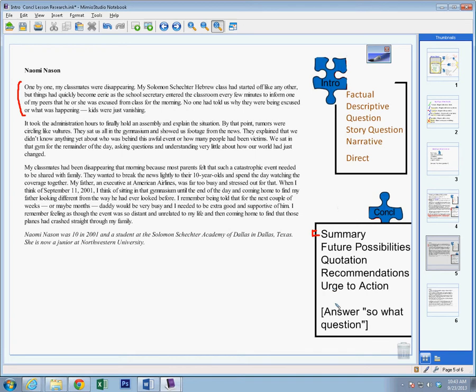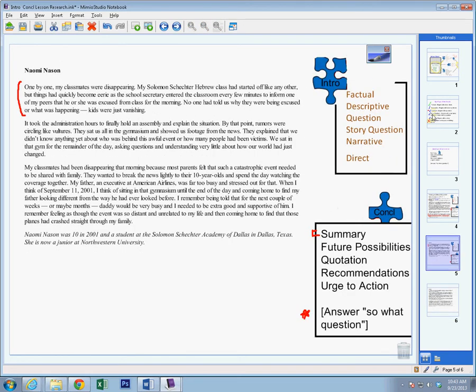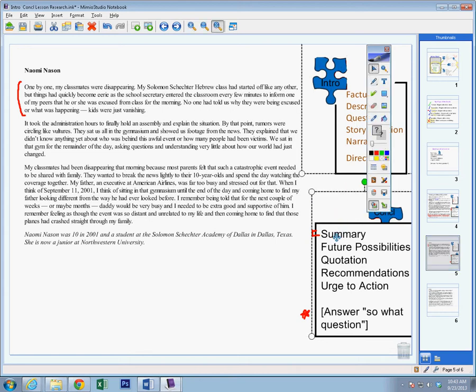And if you think about it, it also answers the so what question. Why are we sharing this information? Why is it important? Let's move on to the last one. And actually what I want to do is quickly, if I can, copy these two things here. And we'll go to the next one.